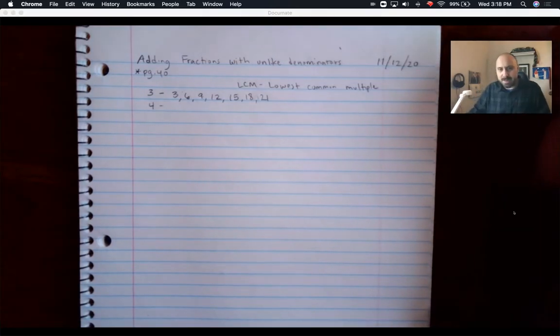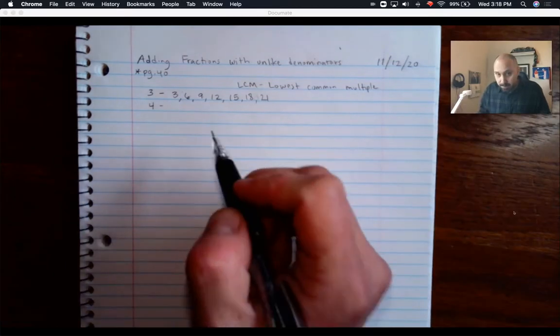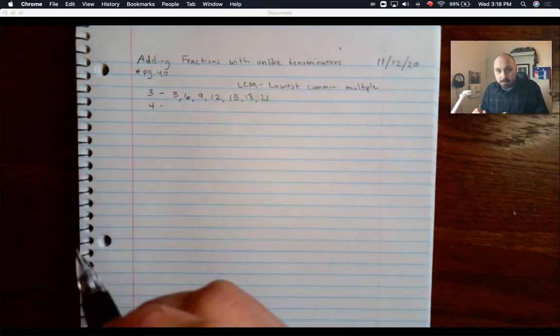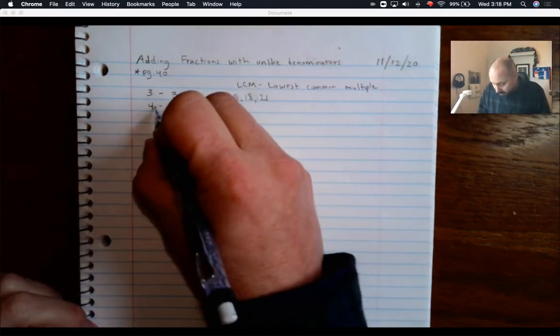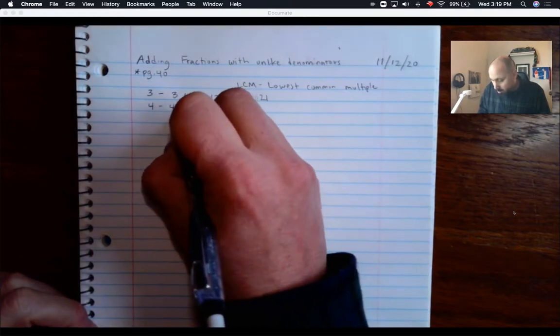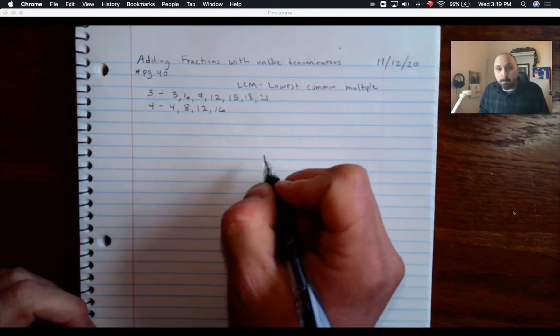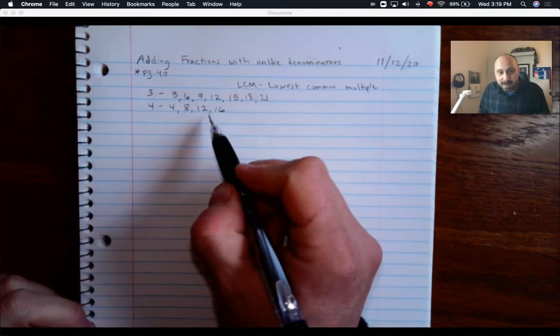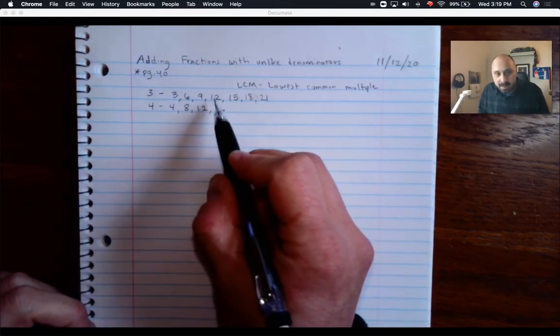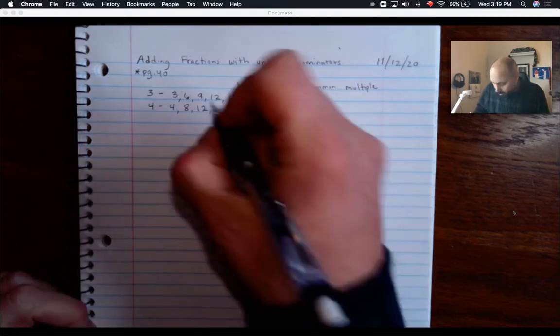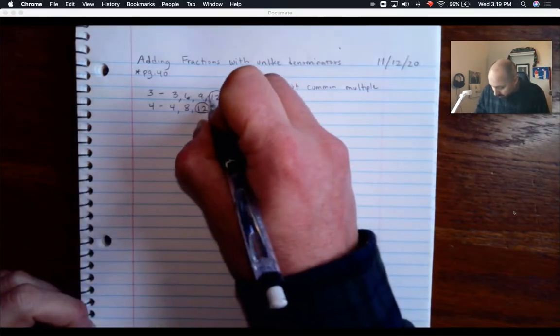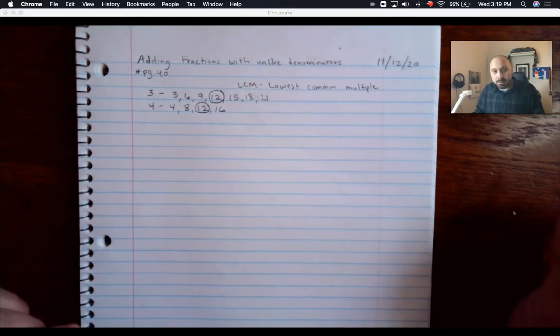Let's count up by 4s now. And if you see a multiple, stop and we'll circle it if we see a common multiple. So we have 4, 8, 12. Oh, did you see that? Look what we have here. We have the same number now for the 3 and the 4. So I'm going to go ahead and circle the 12. There's our lowest common multiple.